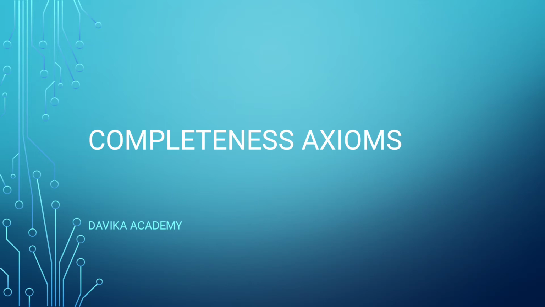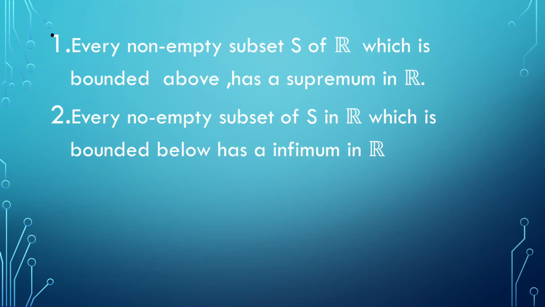I want to look at completeness axioms, which we do in real analysis, and it's a very key concept. Even an empty subset S of a real set is bounded above. And if it's bounded above, then it may have a supremum in the real set. So that's the first axiom of completeness in real analysis: even an empty subset S of the real set is bounded above, and if it's bounded above, then it has a supremum in the real set.